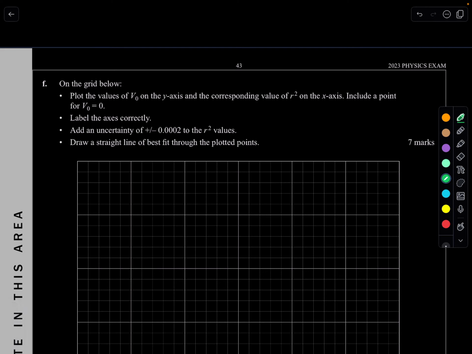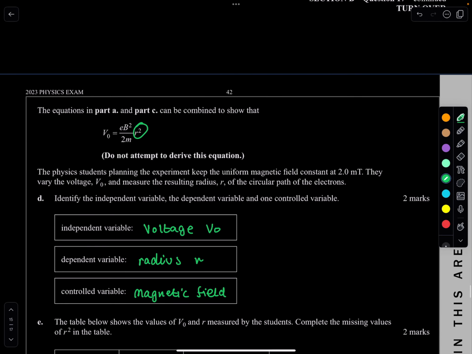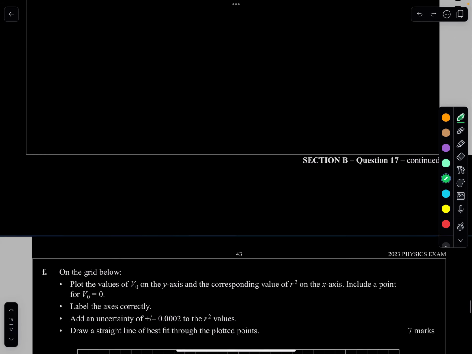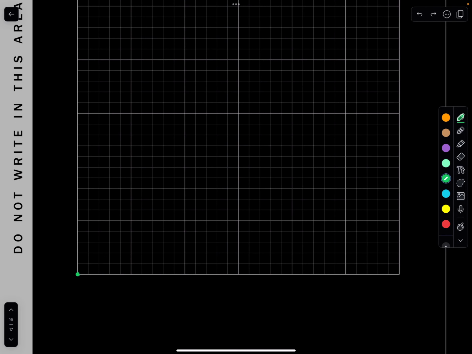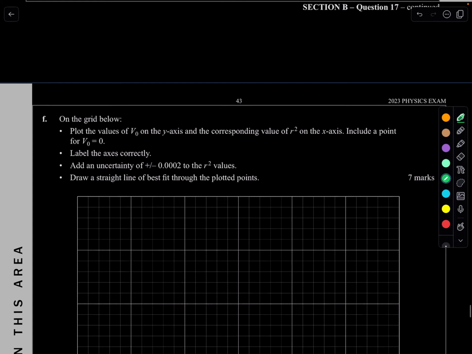F. On the grid below, plot the values of V0 on the y-axis and corresponding values of R squared on the x-axis. Include a point for V0 equals 0. So we need to include that. Where is that? If V0 equals 0, let's look back at the formula. Your radius has to be 0 because all these are constants. So if your V0 is 0, your R should be 0. So let's put the point there. Label the axis correctly. Add any uncertainty, so add an uncertainty bar of plus or minus this to the R squared values. Draw a straight line of best fit through the plotted points.